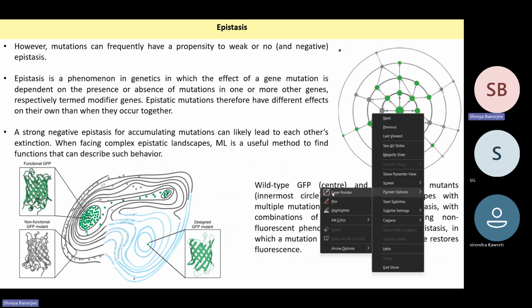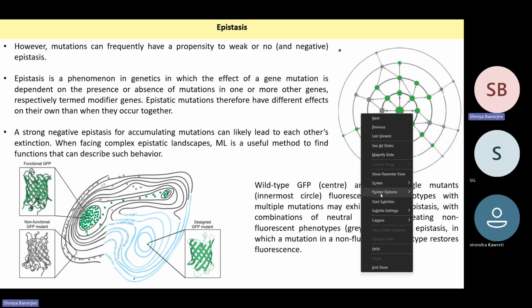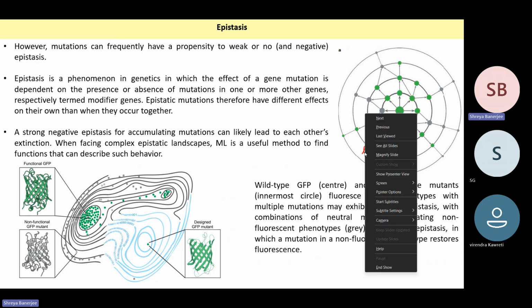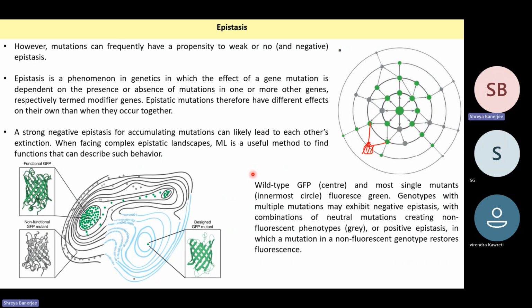Now here that example is not there, but suppose you have an example where 2 mutations are coming together to give a more highly fluorescent type of protein, then it will be a positive epistasis. So that is one problem in this kind of multiple mutations, but machine learning is a useful method to find functions which can predict this behavior.